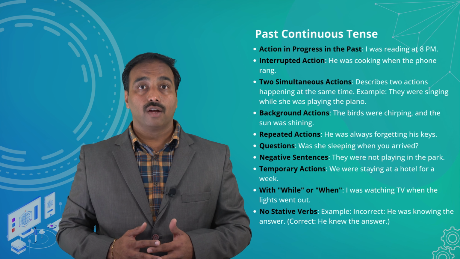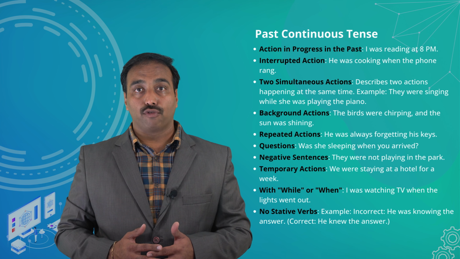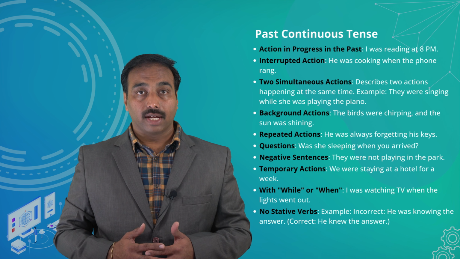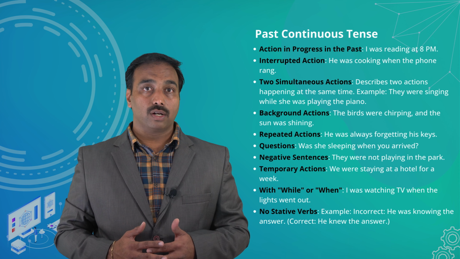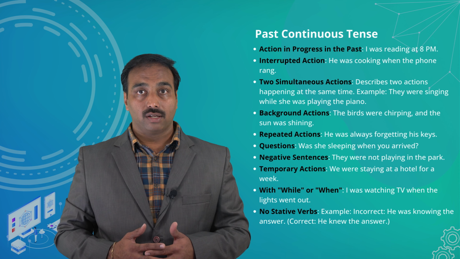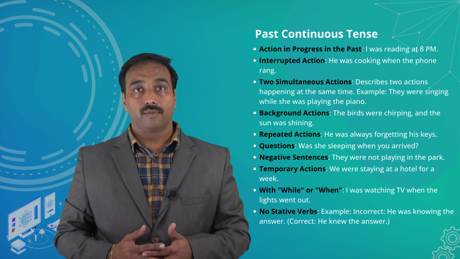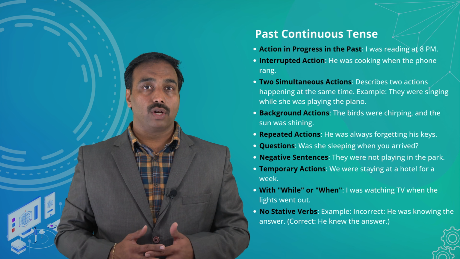Questions are formed with was or were plus subject plus verb ing form. Example, was she sleeping when you arrived? Negative sentences are formed with was or were not plus verb ing. Example, they were not playing in the park. It is used with temporary actions as well. Example, we were staying at a hotel for a week.